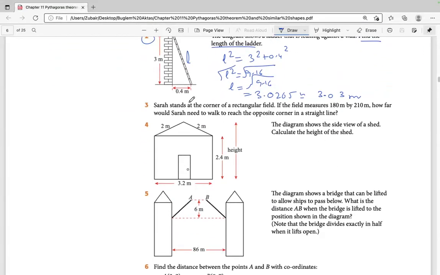Question number 3 says, Sarah stands at a corner of a rectangular field. If the field measures 180 by 210, how far would Sarah need to walk to reach the opposite corner in a straight line? So again, a rectangular field, which is 210 by 180, and she needs to walk this path, x.